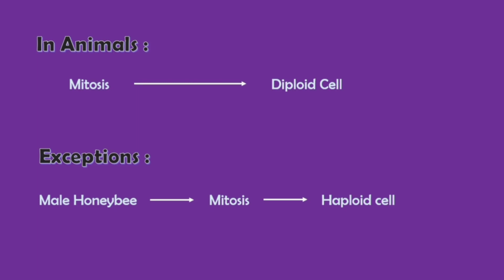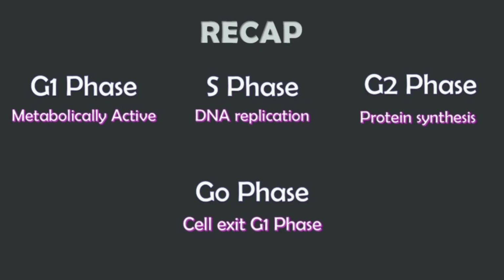In animals, mitotic cell division is only seen in diploid cells. There are some exceptions where mitosis is seen in haploid cells, for example, the male honeybee. A quick recap. In G1 phase, the cell is metabolically active. In S phase, the DNA replicates. In G2 phase, protein synthesis occurs. In G0 phase, the cell exits G1 phase.